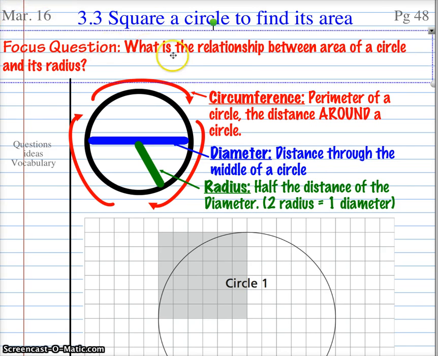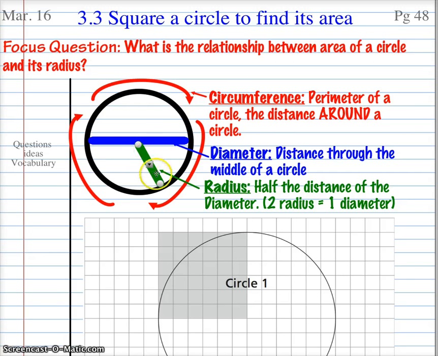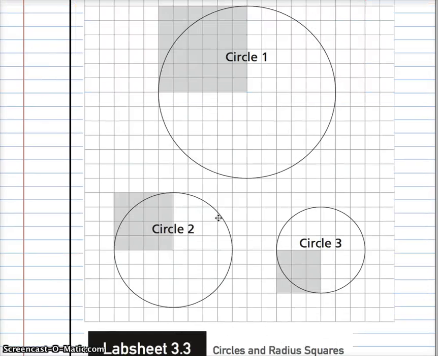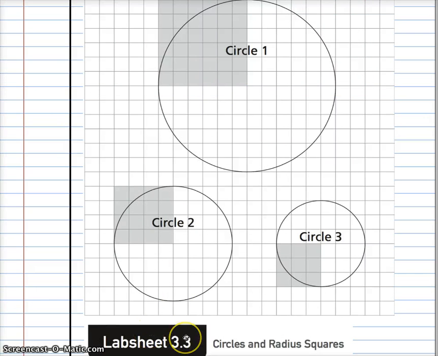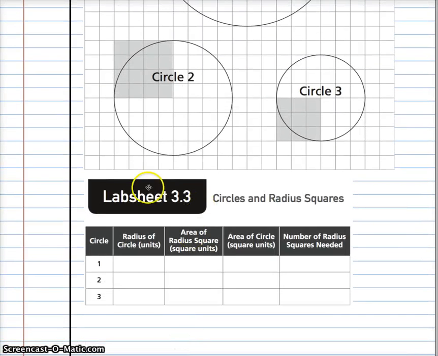Our focus question is, what is the relationship between the area of a circle and its radius? So this green part, this radius, how does that relate to the area of a circle? You have the 3.3 lab sheet. We handed this out in class. We cut out 3.1 and 3.2. Those are the only copies I have. So I will post a copy of the lab sheet online again. It's still on the other link.